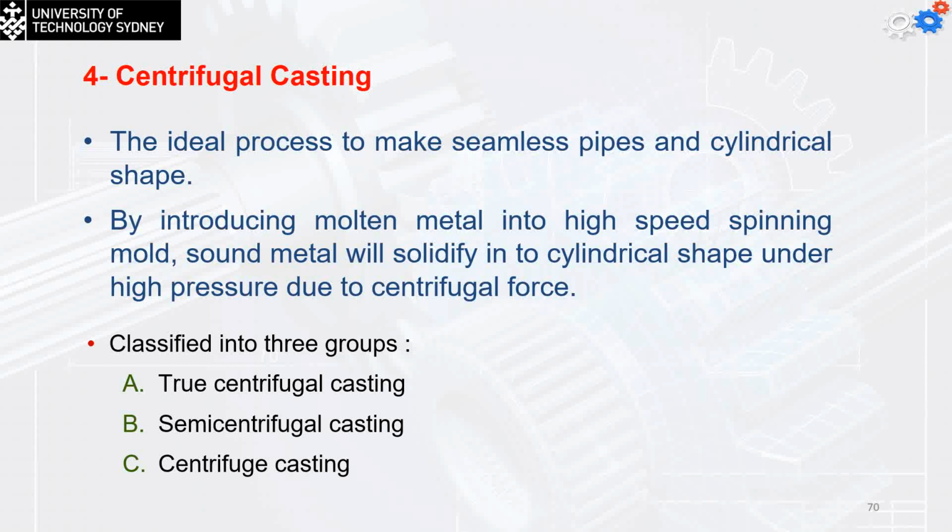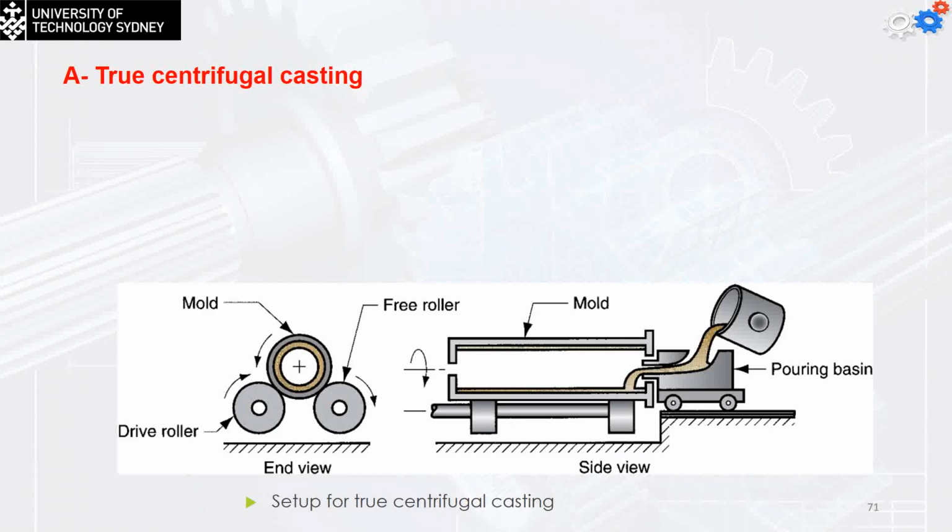That's a true type. This is my mold. It's going to rotate on rollers, pouring the molten metal. It's going to be attached to the wall, solidify layer after layer until I reach the desired thickness. Leave it to solidify, I got the pipe. Okay, so I just mentioned that. Now I need to talk about this one.